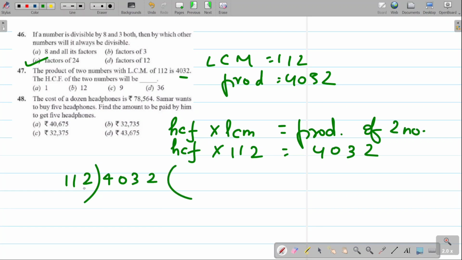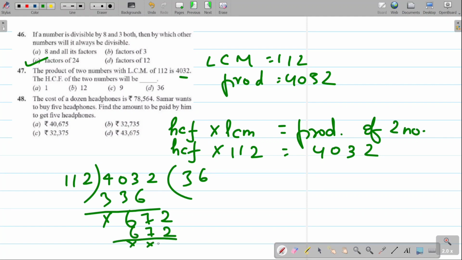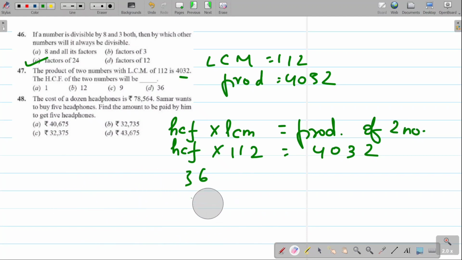So 112 is quite close to 100. So 100 into 4 is 400, but we need lesser than this. So we'll divide it by 3. 3 into 3 is 9, minus 3 is 6, and we know 6 2s are 12 and may 1, 6 and 1 is 7, 6 and 1, 6. So 36 will be the correct answer. So the HCF in this case would be 36. Is there any option? Yes, option number D.